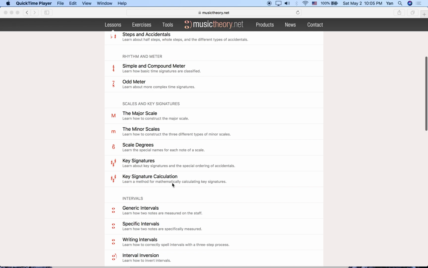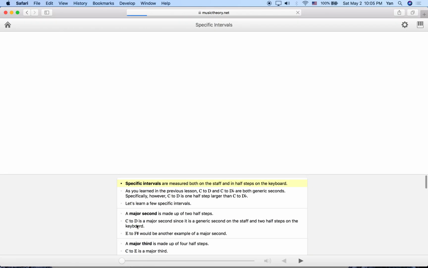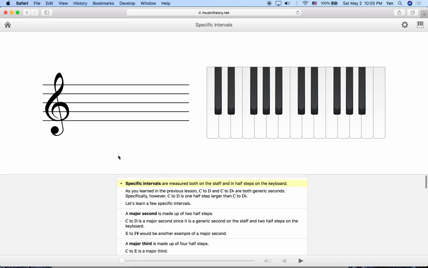This is in musictheory.net, and we're going to go to the specific intervals lesson under the intervals category. So let's take a look. Specific intervals are measured taking into consideration both the location on the staff, but also in half steps on the keyboard. So we're actually going to count the number of half steps now to figure out this very exact distance between two notes.